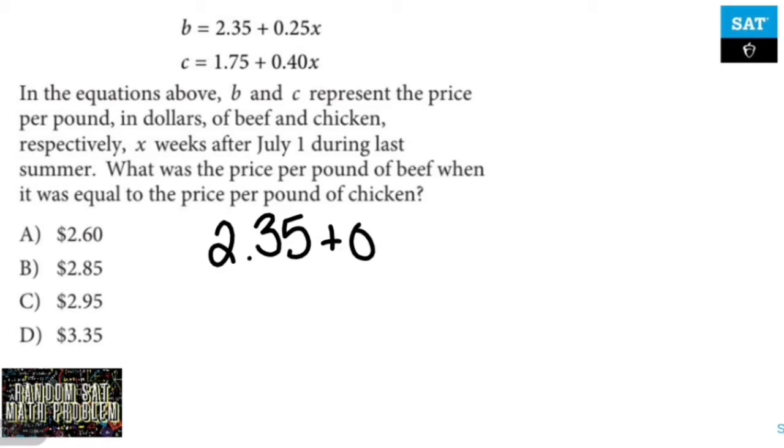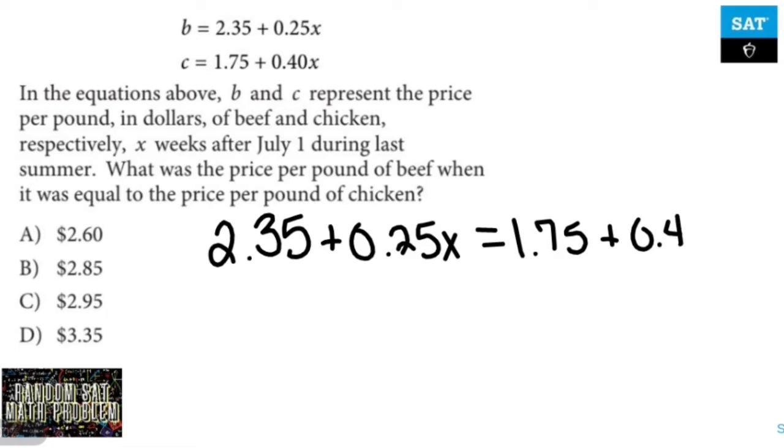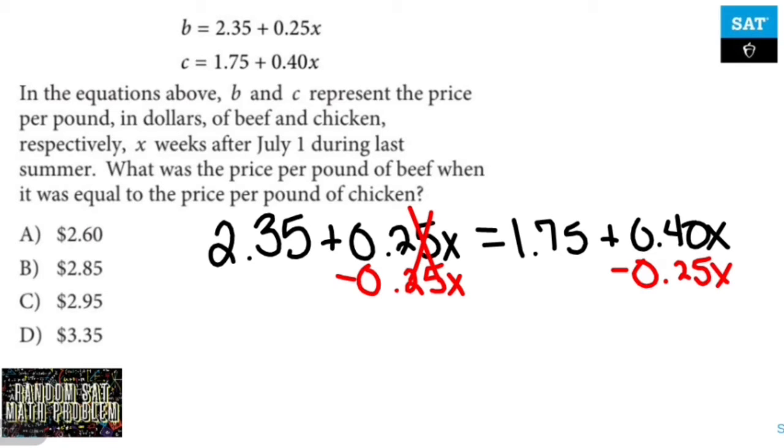2.35 plus 0.25x equals 1.75 plus 0.40x. So what we have is a terrible version of an equation with variables on both sides of the equal sign. I'm going to subtract out the smallest version of my variable because that's just the way I do it. You could still subtract 0.4x from both sides and still be fine. But I like getting rid of the smaller version. That way it keeps my x positive.